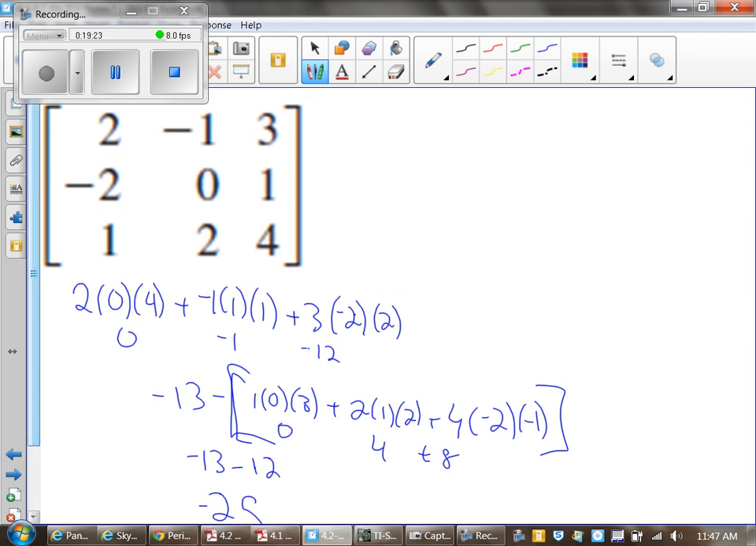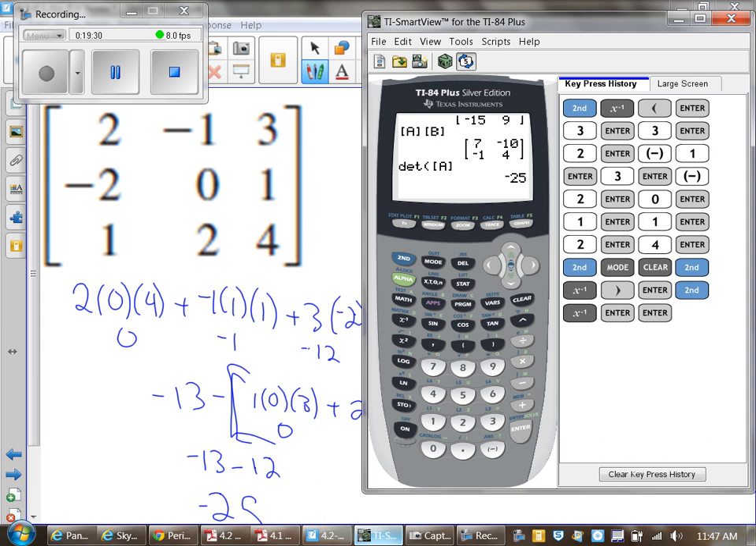Did you enter it in? Did we get it right? Did you enter it in? Take your calculators out. There's a button. There's always a button. There's tons of buttons. Go to your matrix button again.